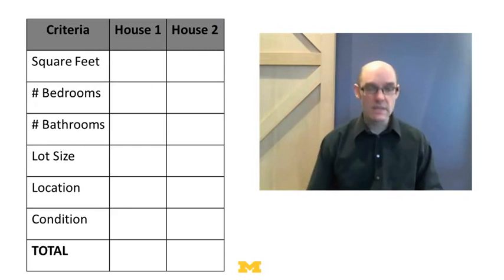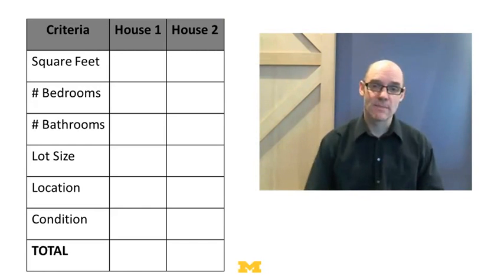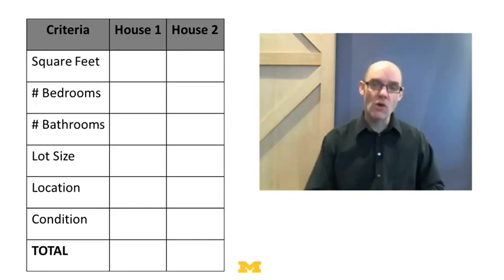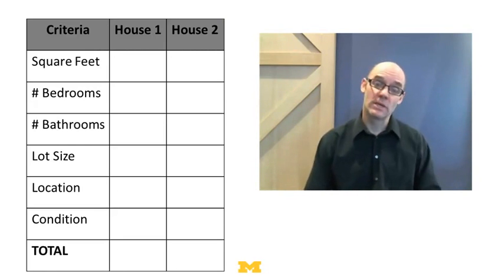Let's suppose you're looking at a house. This is a very small house, but let's suppose you're trying to decide, should I buy this house, or there's some other house down the street and I'm also looking at that. A house has all sorts of dimensions to it, right? So there's square feet, the number of bedrooms, the number of bathrooms, the lot size, the location, the condition of the house. If you go through one house and then the other and try to keep all these things in your head, that can be really, really complicated.